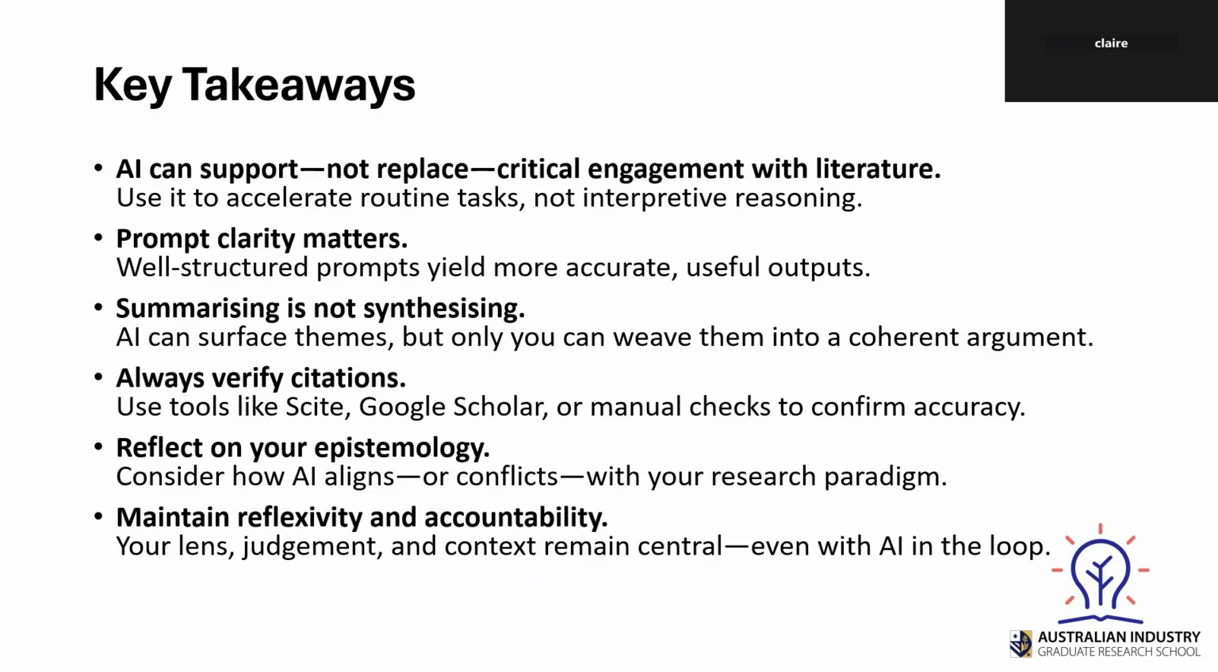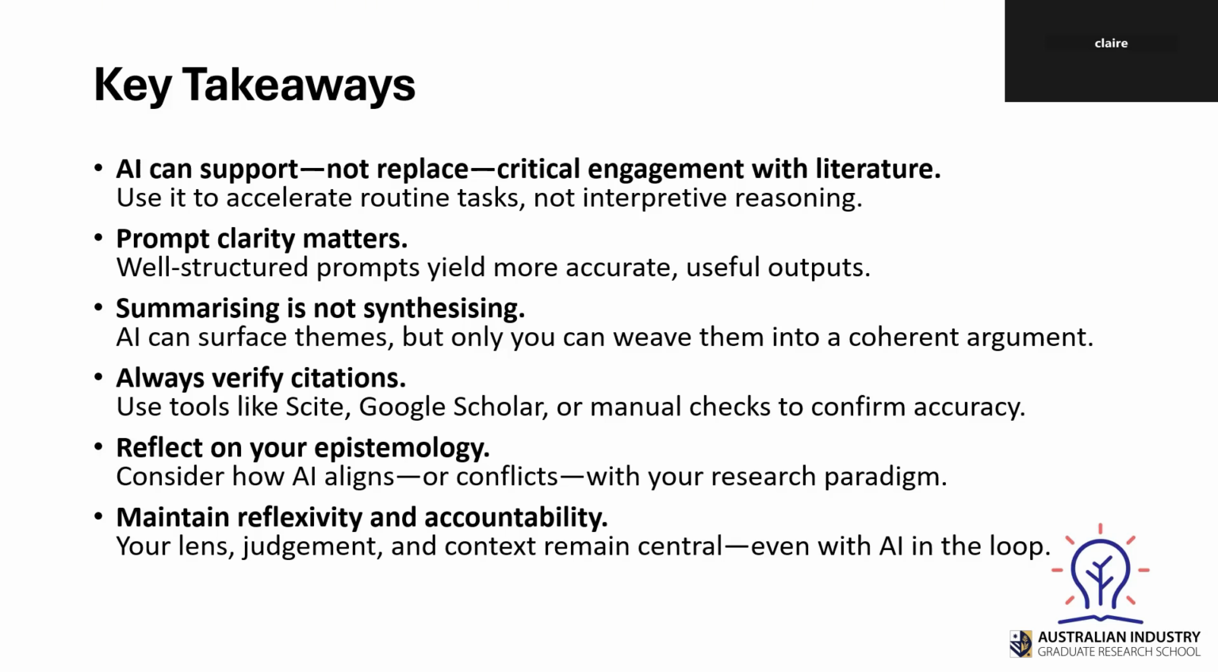So really, I suppose the take homes that I want you to really consider is that AI can support but not replace our critical engagement with literature. So we can use it to accelerate routine tasks, but not to interpret and not to reason. Okay, prompt clarity is absolutely vital. So well-structured prompts will yield more accurate outputs. Again, thinking about garbage in, garbage out.